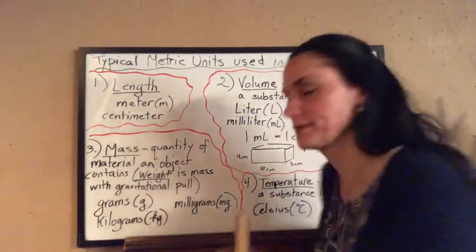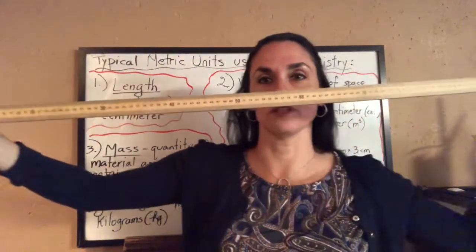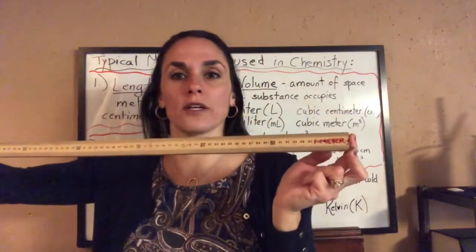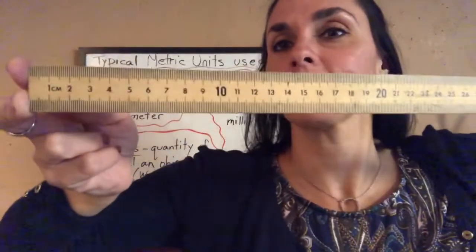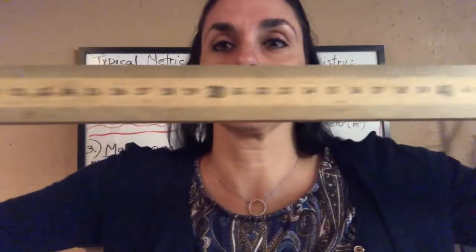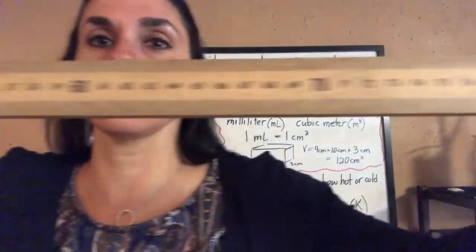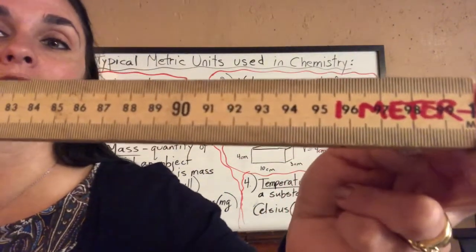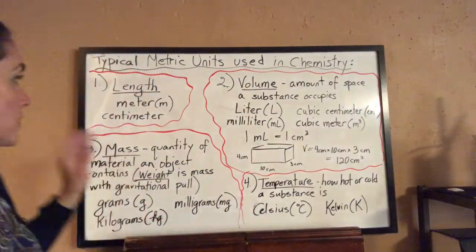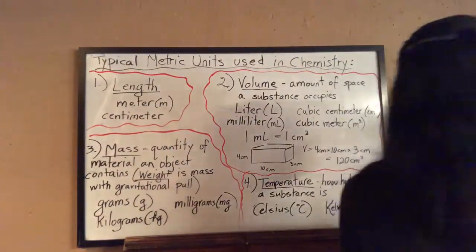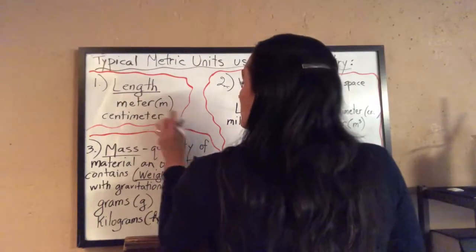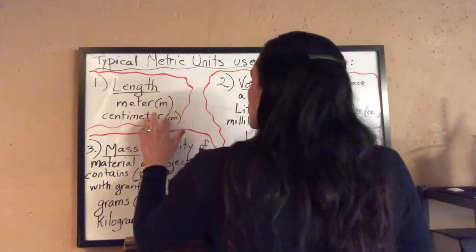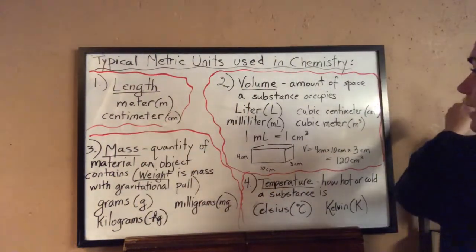The meter, I don't know if it'll show in the entire video, but this is a meter stick. And 1 meter is 100 centimeters. So go from here to 0, all the way to the end of 100 centimeters is 1 meter. So centimeters and meters are typical lengths that are used in chemistry. Let me put the abbreviation there for centimeters, cm. So they're common units for length that we use.